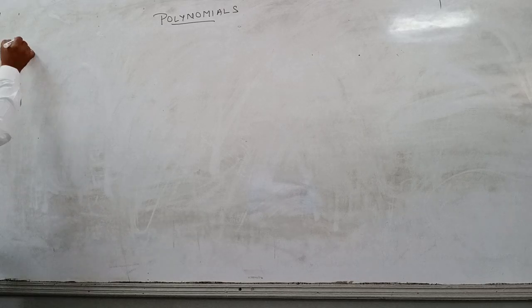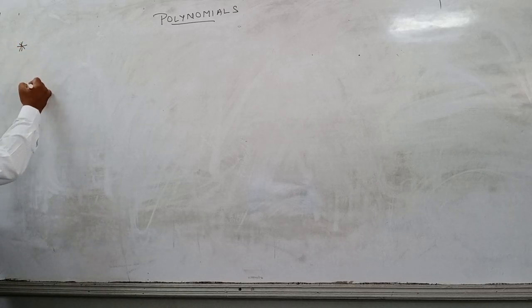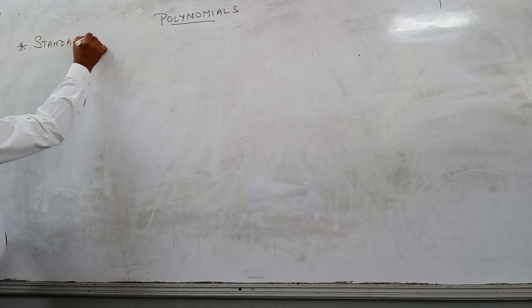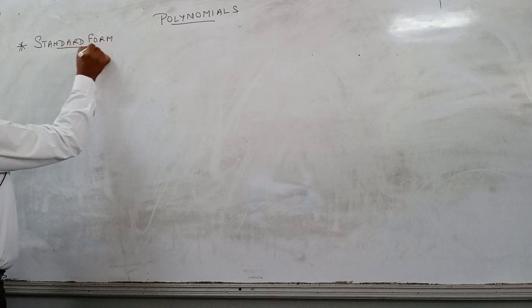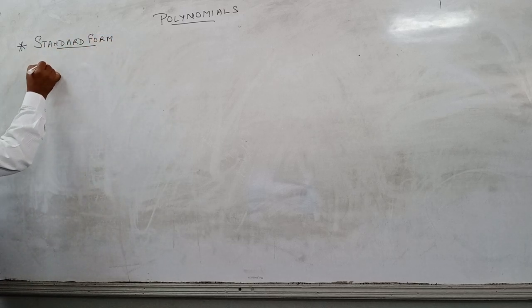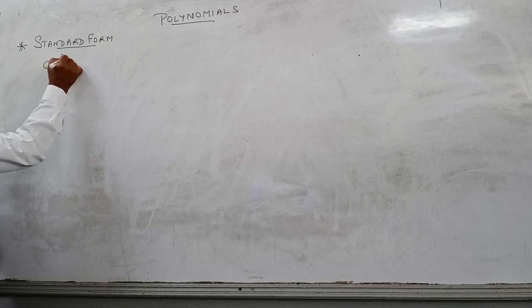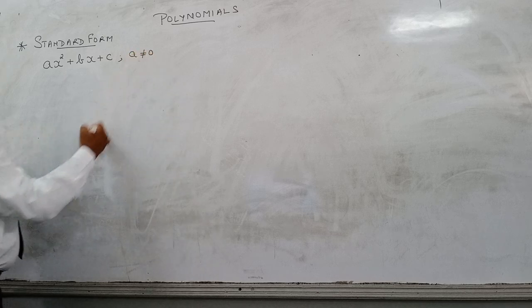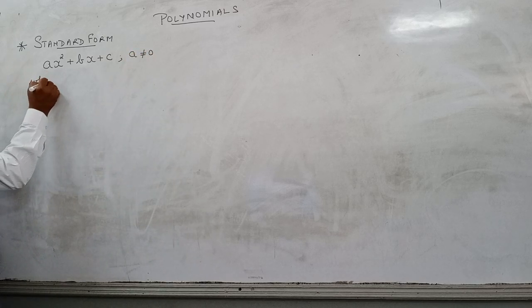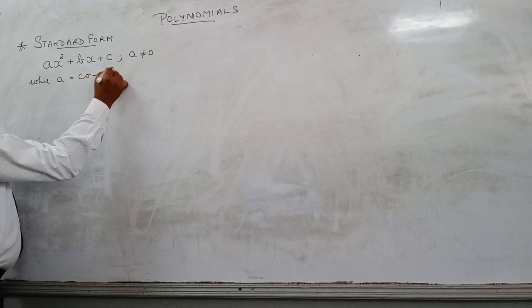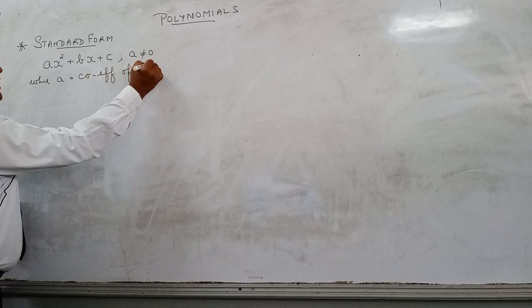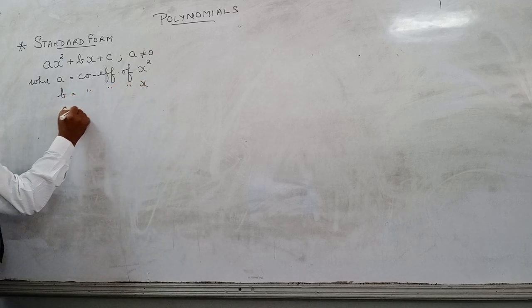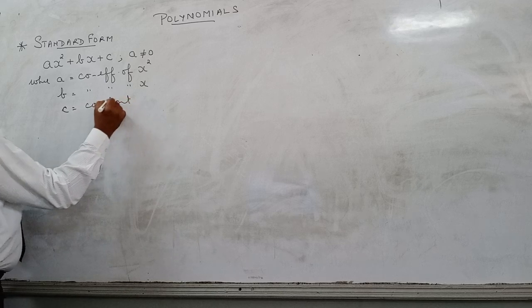Now, what is a polynomial? In 9th class, we discussed linear polynomial and quadratic polynomial. Let us discuss the standard form of a quadratic polynomial. This is part of your syllabus. The standard form of a quadratic polynomial is ax square plus bx plus c, where a is not equal to 0. Where a is the coefficient of x square, b is the coefficient of x, and c is the constant term.